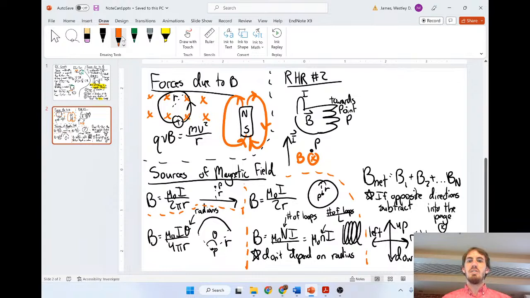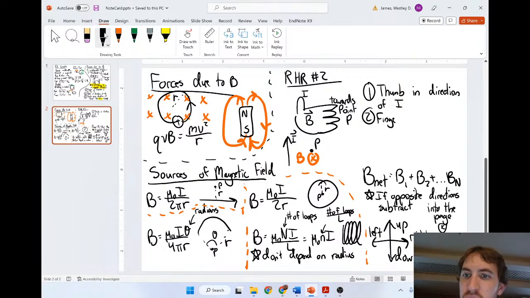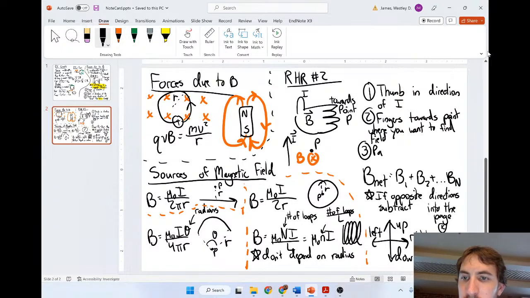All right, I'll write it out in words. Thumb in direction of current, which is I. Fingers towards point where you want field. You want to find field. Palm gives direction of field. Beautiful. Palm gives direction of field. Thumb, fingers towards it. There you go.